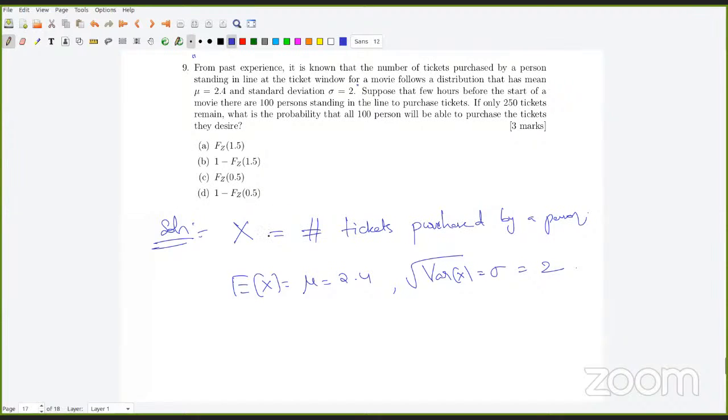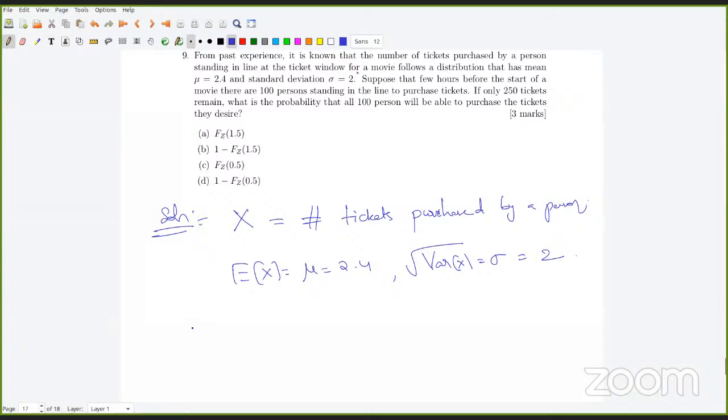Okay, let's come back. So X is a random variable that represents the number of tickets purchased by a person standing in a line at a ticket counter. It has an expectation value 2.4 and standard deviation is given to be 2. So this is what we can get from statement 1. The second statement is: suppose that a few hours before the start of the movie, there are 100 persons standing in a line to purchase tickets. If only 250 tickets remain, what is the probability that all 100 persons will be able to purchase the tickets they desire?